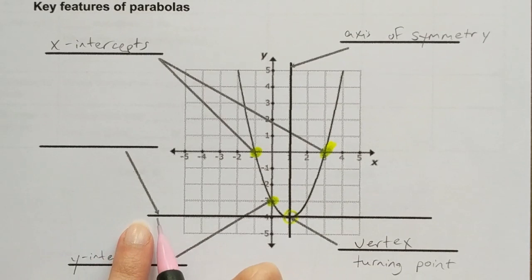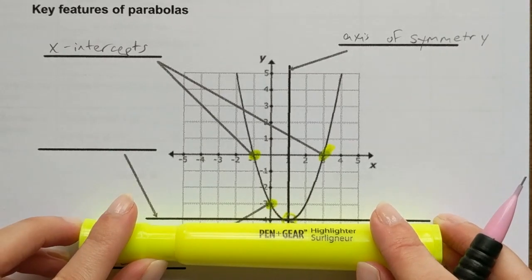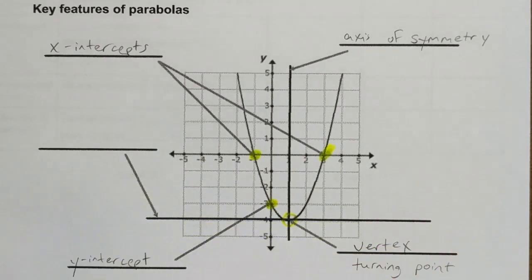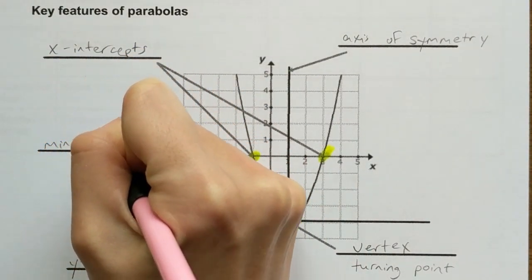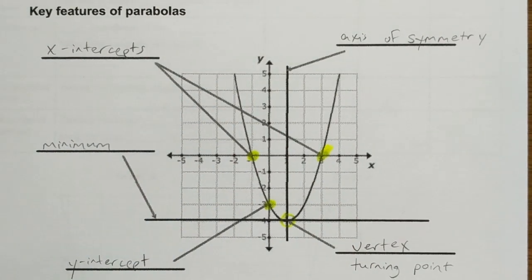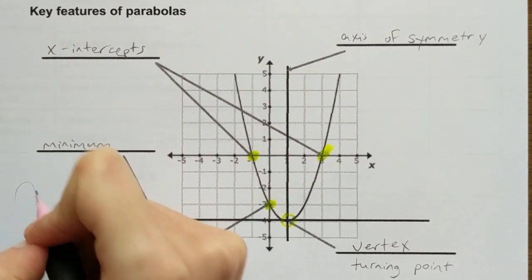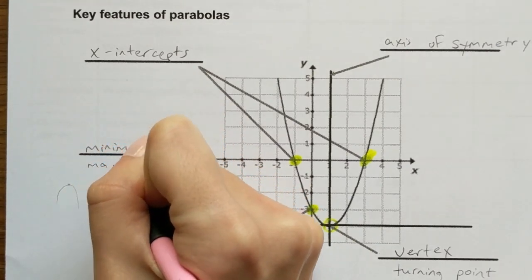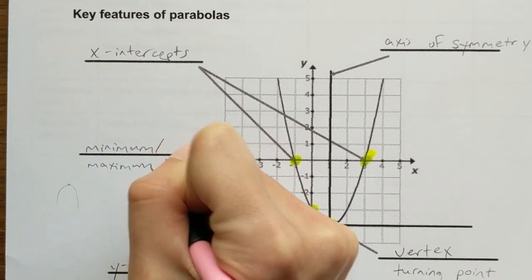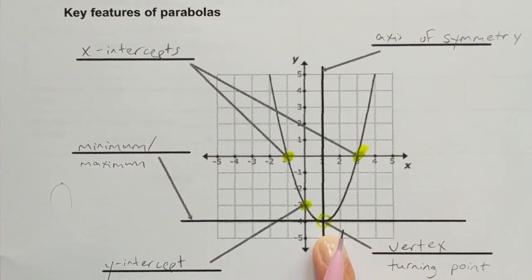And finally, this line down here, as we can see, that is the bottom of the parabola. That is going to be referred to as the minimum value. Now, if your parabola was shaped like this, if it was going down, this would be referred to as the maximum value. But in this case, because it is at the bottom, we call it the minimum value.